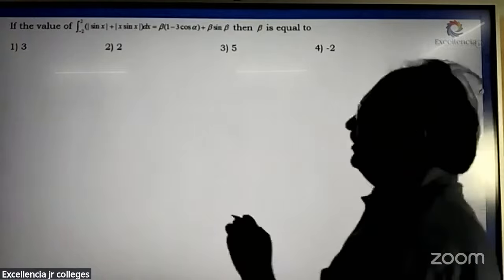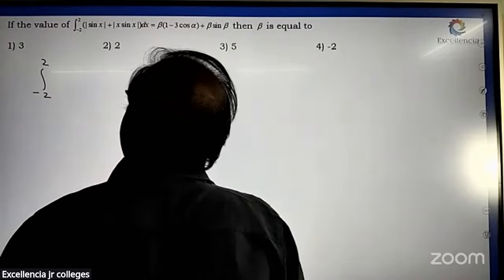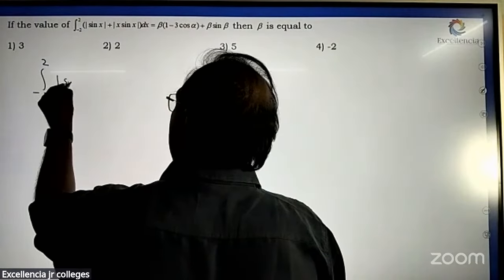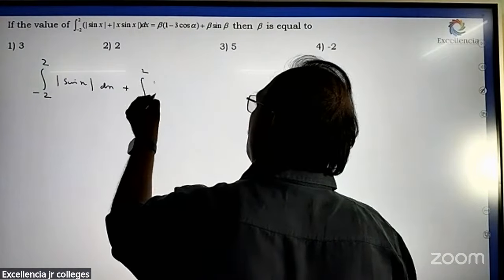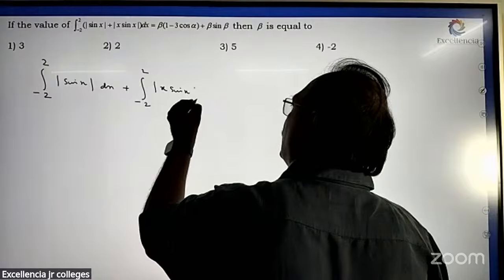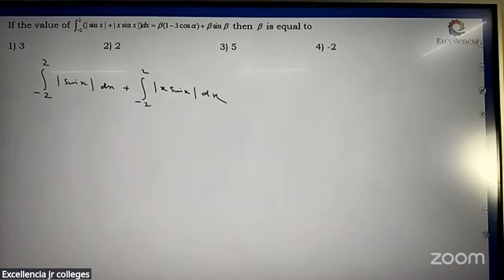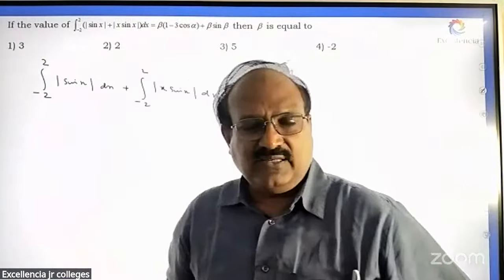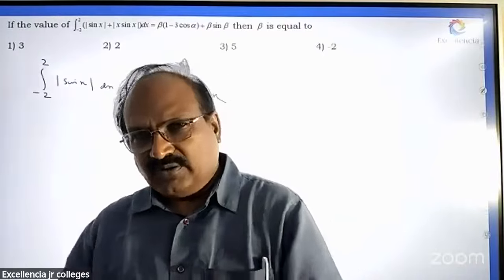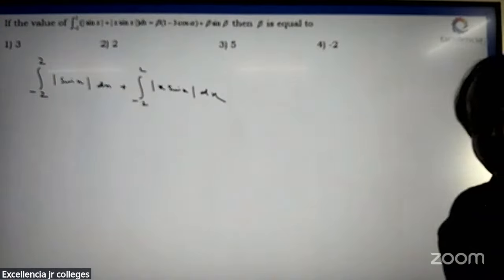Right. Here, integral from minus 2 to 2 of modulus of sin x dx, I am writing like this, plus integral from minus 2 to 2 of modulus of x sin x dx. First, let me write the sum of two definite integrals. One important property: integral from minus a to a of modulus f of x dx is equal to 2 times integral from 0 to a of f of x dx.